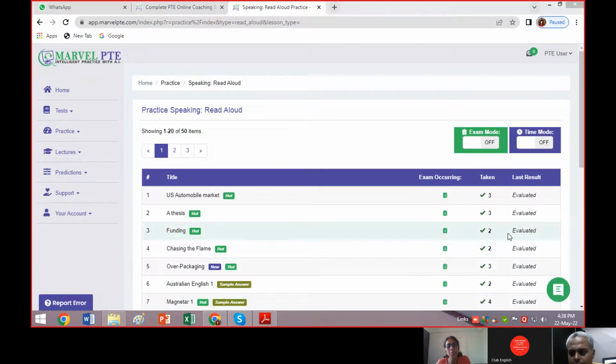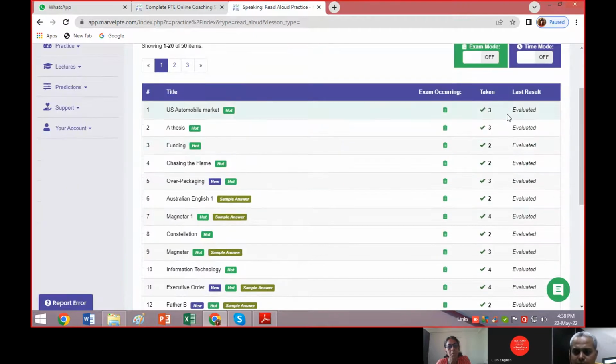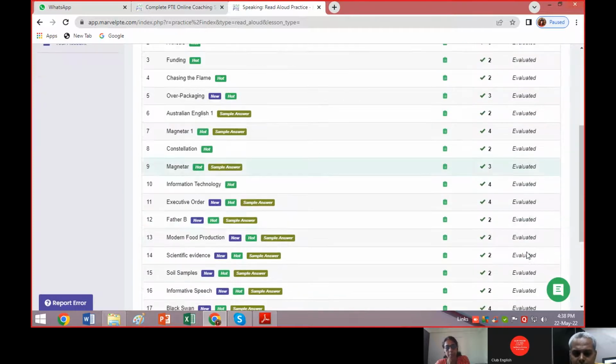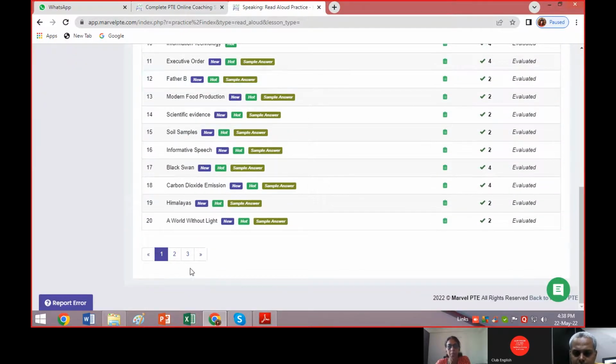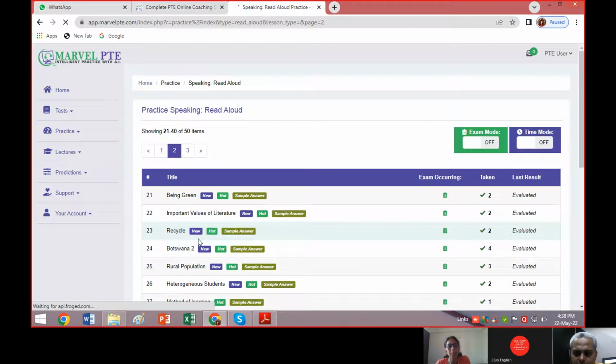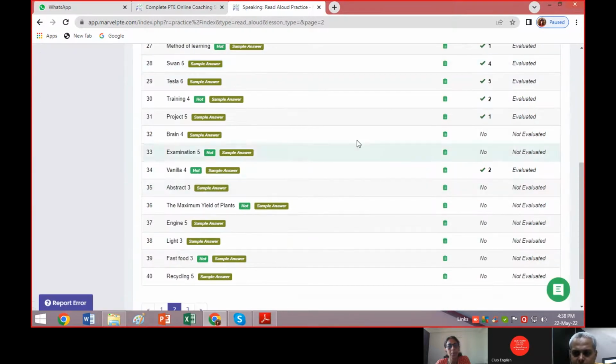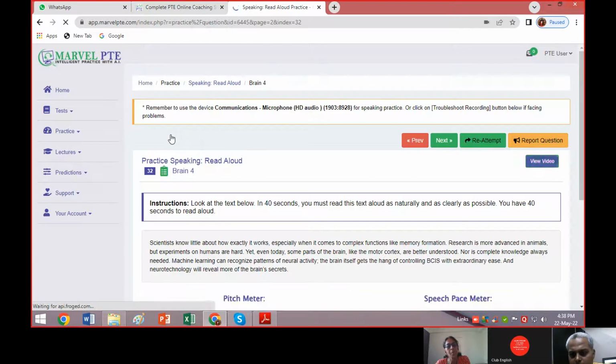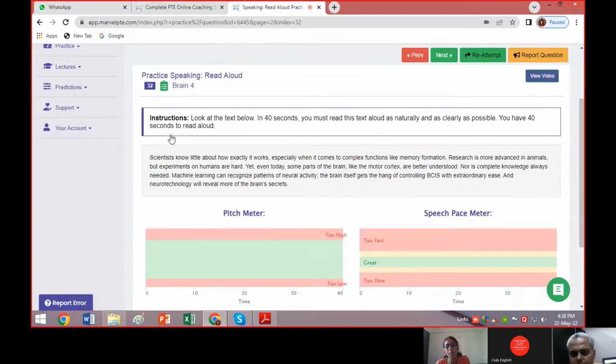Here is the read aloud section. As you can see, the person who has been allotted this has done all those things, so it has been evaluated and the results are coming up on the right side. We'll move on to page number 2, where many things are done. This one is not done, so we are going to do this: Brain 4. We are going to click it and see it.